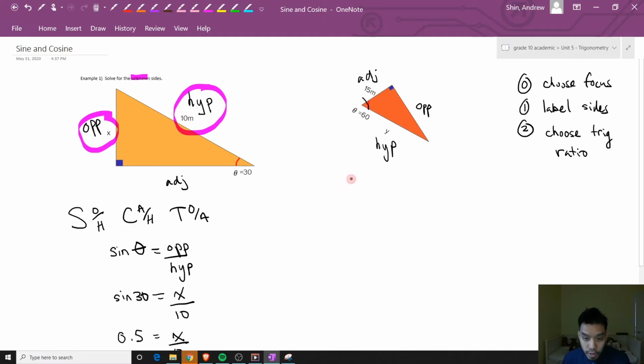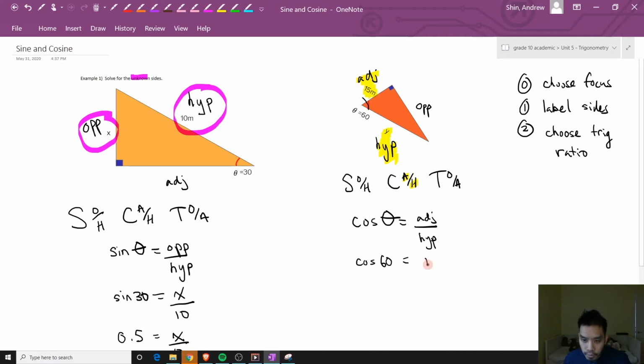So in order to choose a trig ratio, I'm going to write out SOHCAHTOA. And I'm going to highlight what they gave us, which is the adjacent, and what they want, which is the hypotenuse. So the only one that has both adjacent and hypotenuse is cosine. So that's what I'm going to write down right now. So cosine of a focus angle is adjacent over hypotenuse. And I do know what that focus angle is. It's 60 degrees.